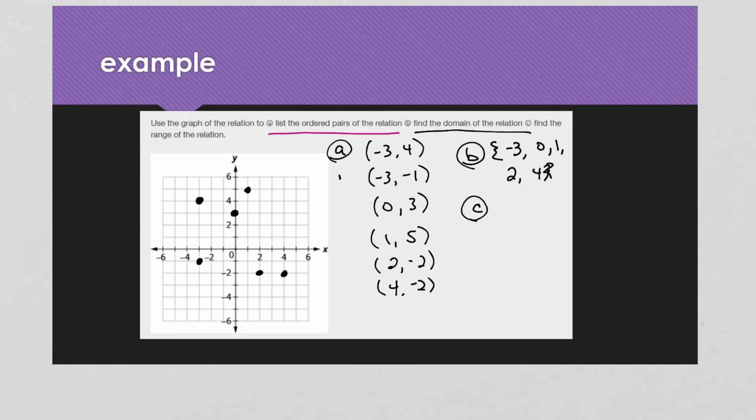All right, on part C, they want us to find the range. So again, we don't have to list these two twice. We can just list it one time. So 4, -1, 3, 5, and -2. All right, and the thing is, don't forget whenever you're typing this into your homework, don't put spaces after the comma. It will mark it wrong.